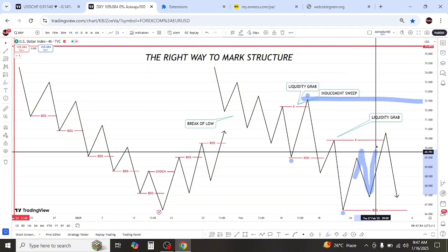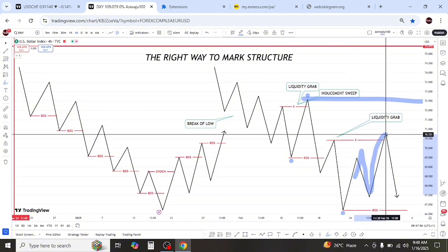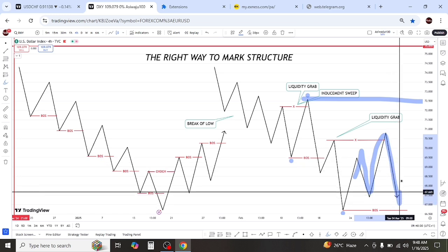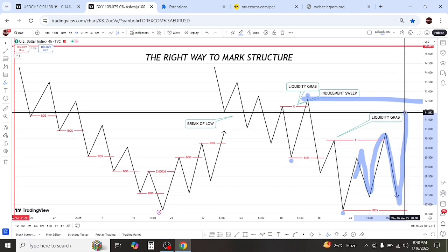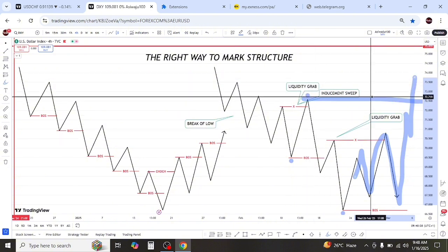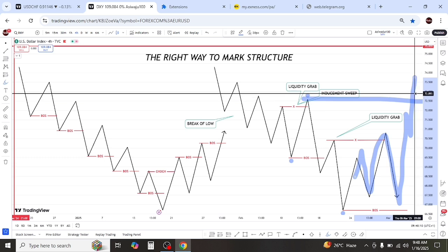Let's say we have this in the market. Price went down to this point without breaking this structure and retraced back to the upside. It is still internal structure. But when we have something like this, when price breaks this previous high in the market, then we have a valid change of character. I hope you understand.